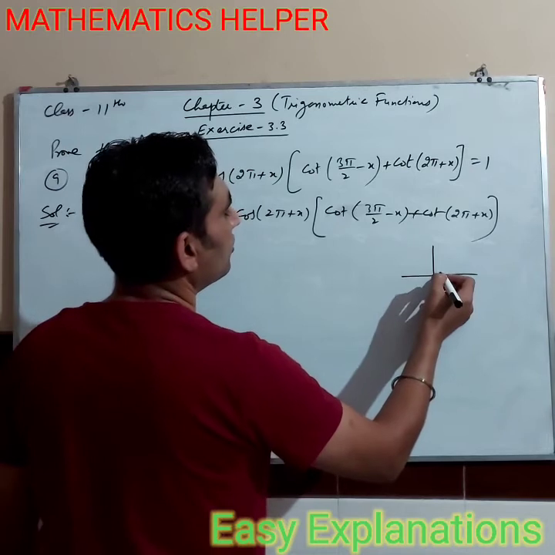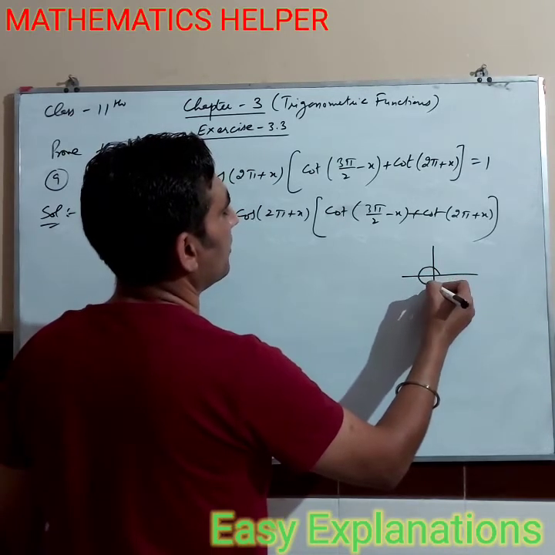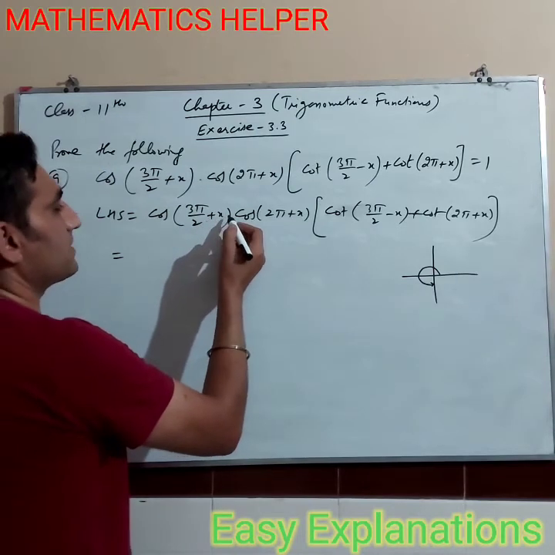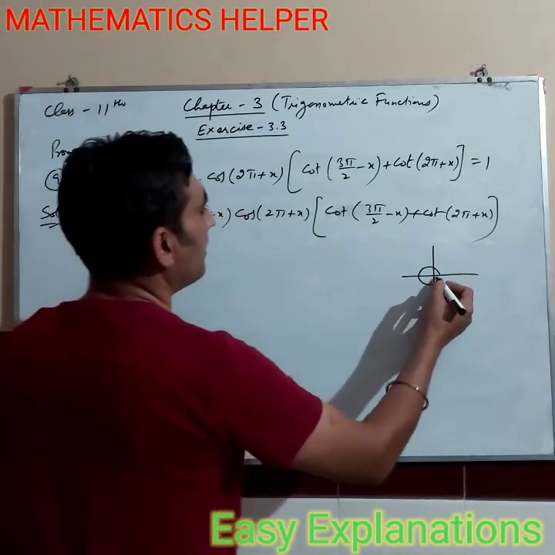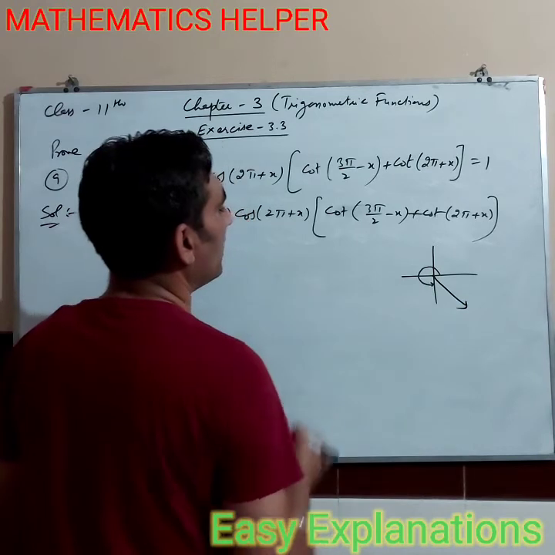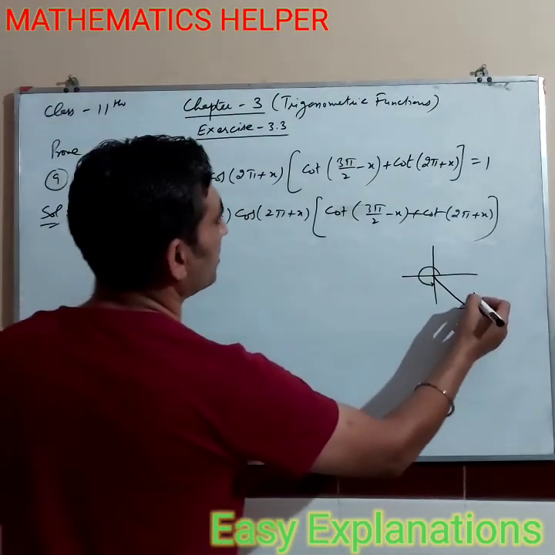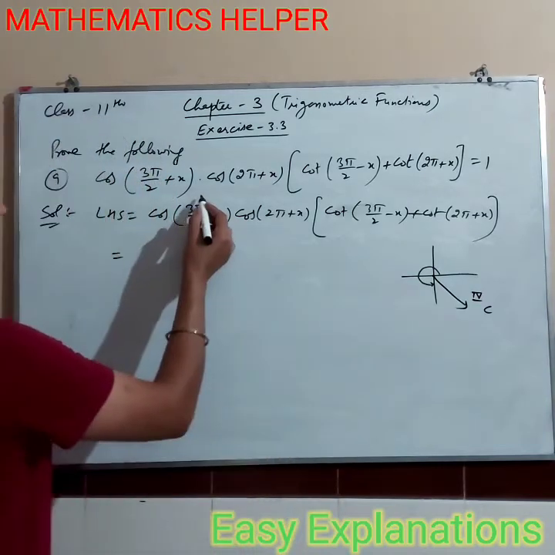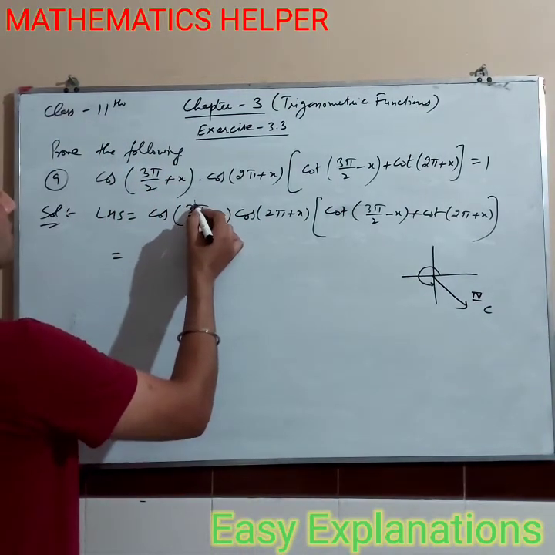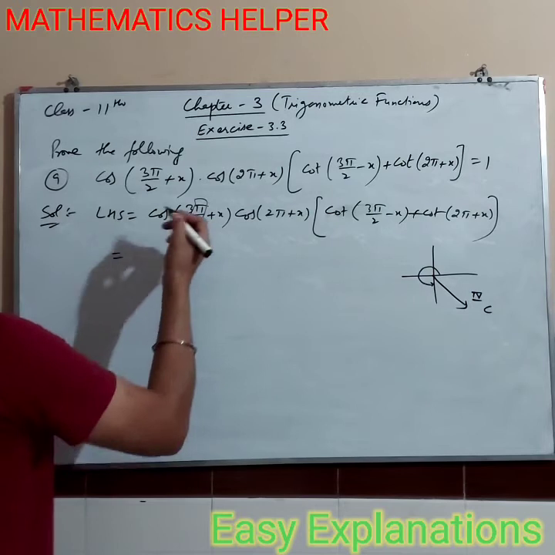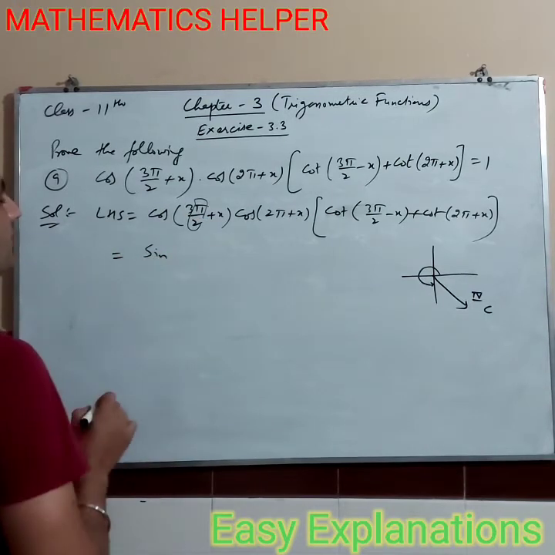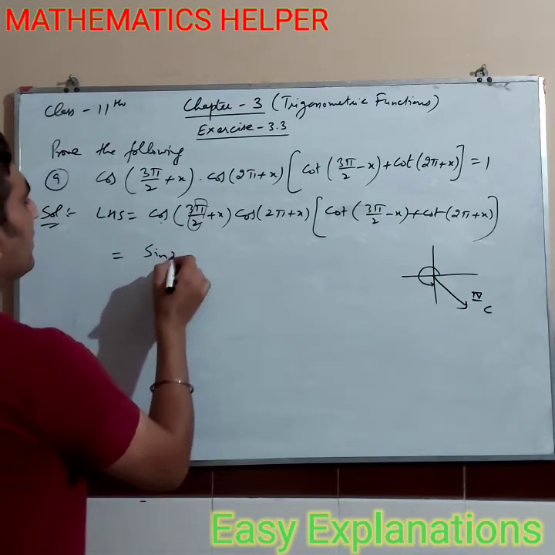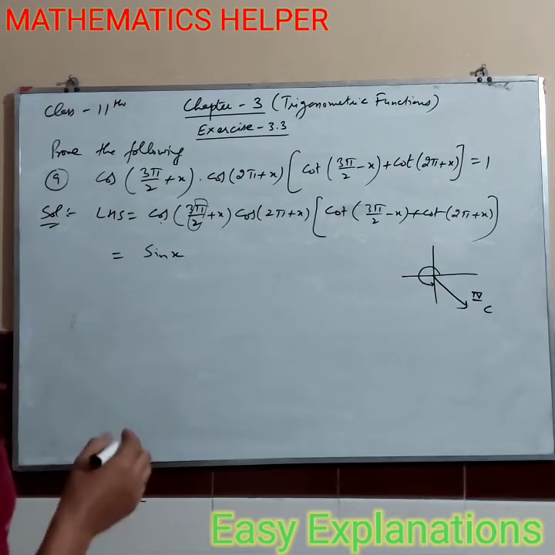270 means 270 is in the third quadrant. Up to this we have 270, but it is given with plus x, meaning some acute angle is being added. So your angle lies in the fourth quadrant. In the fourth quadrant, you know, cos and its opposite are positive. Because of an integral multiple of pi over 2, cos will become sin, and in the fourth quadrant cos is positive, so it will be positive. So we can mark only sin x.